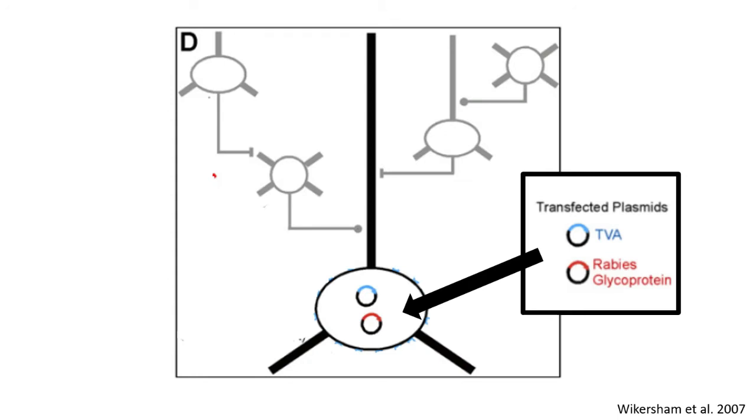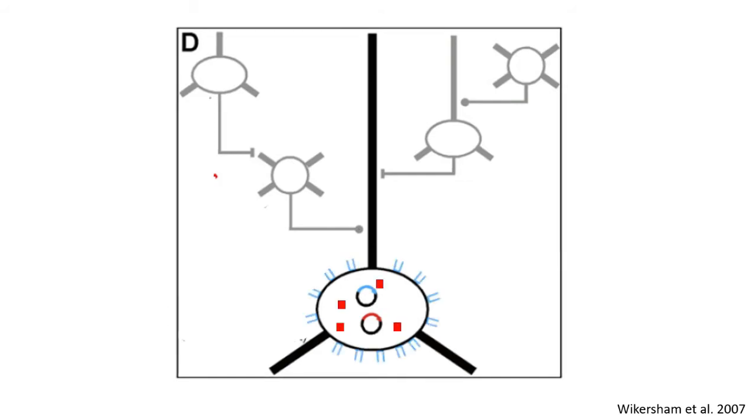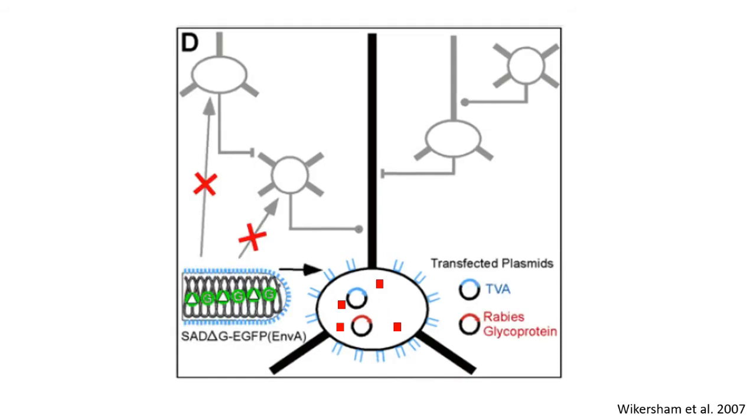First, two genes are inserted into the single target cell via electroporation. One of these genes is for the TVA receptor, and the other is for the rabies glycoprotein. After a short time, this causes TVA receptors and rabies glycoproteins to be expressed in the target cell only.